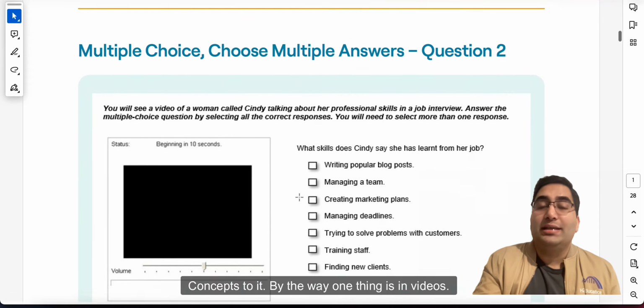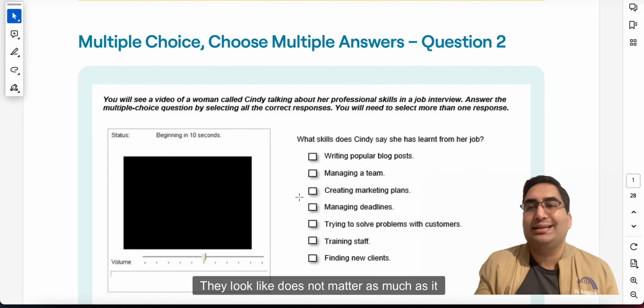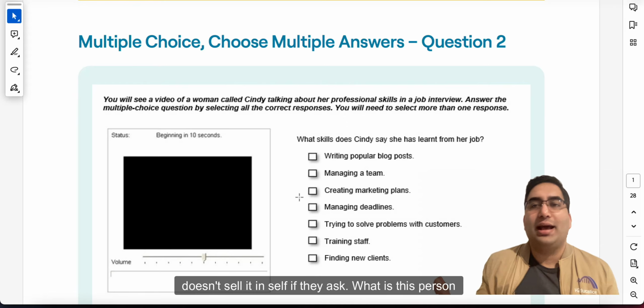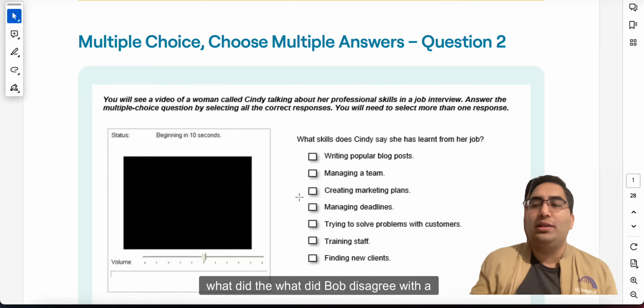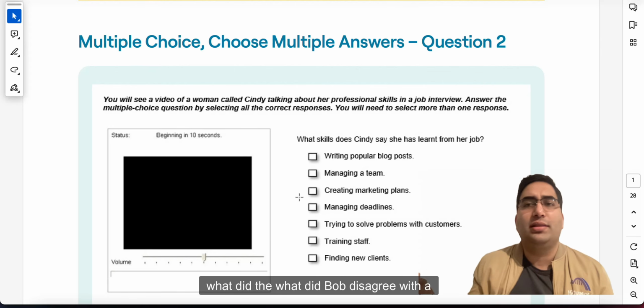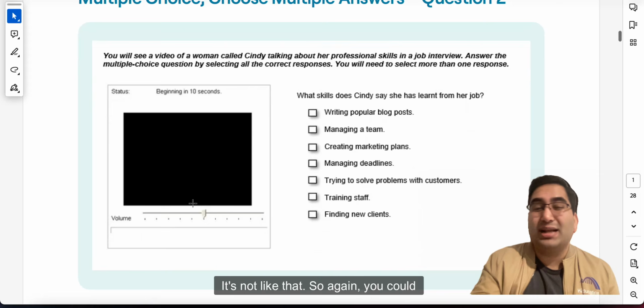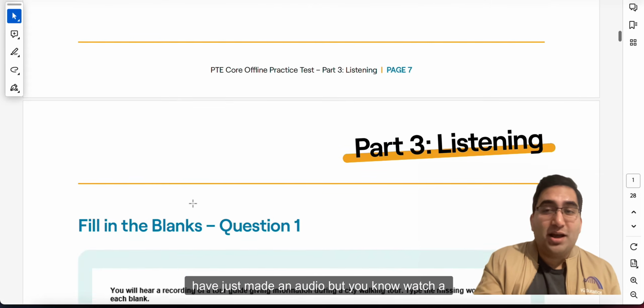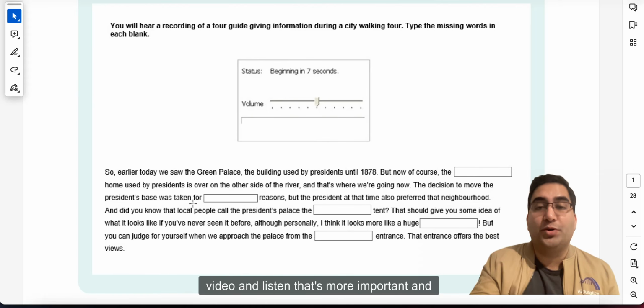By the way, one thing is, in videos, what they look like does not matter as much as it does in CLB. In CLB, they ask, what is this person wearing, the red shirt? What did they say? Or what did Bob disagree with, apparent from his facial expressions? In PTE Core, it's not like that. So again, you could have just made an audio, but watch a video and listen. That's more important than answer.